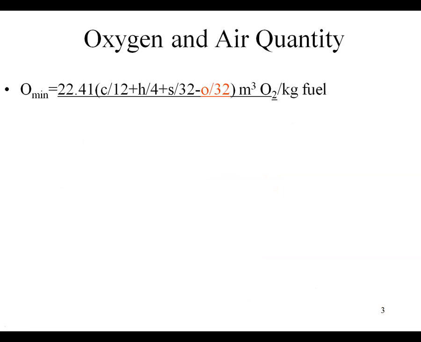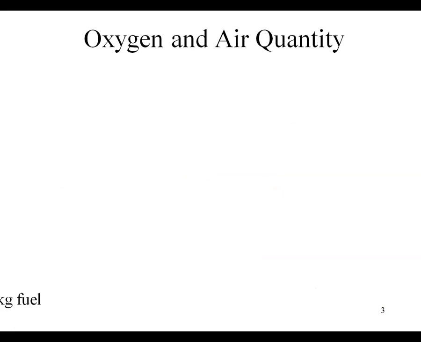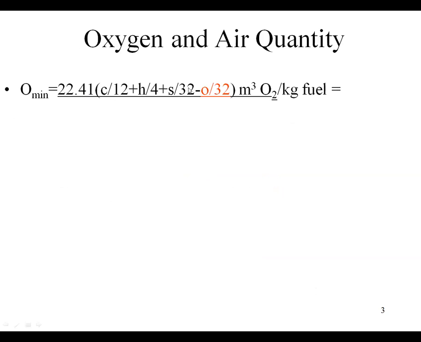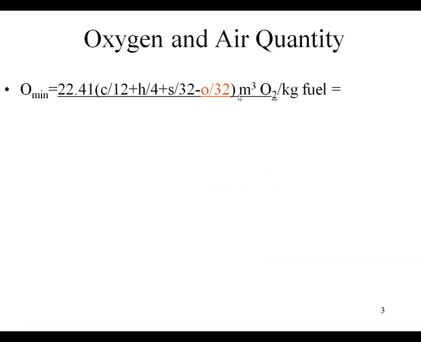So if we want to find out what is the minimum oxygen quantity, I have to add these four terms, this with this with this, yes? Meaning this, and this. And I use a transformation from kilomole into normal cubic meter. And this is why the term 22.41 appears. This is the molar volume of each kilomole of every gas under normal conditions.